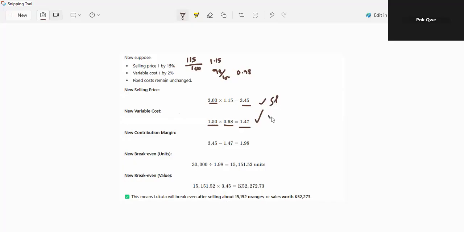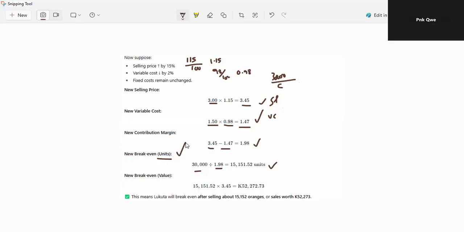Okay, so our fixed cost still remains the same. It is 30,000. What is our formula for our break even? It is simply the fixed cost over contribution. So contribution now will be selling price per unit minus variable cost per unit. So you're subtracting 3.45 minus 1.47. So we get 1.98. So we divide the 1.98 into the 30,000. So what we're going to have is 15,151.52 units. So this is the break even in terms of units.